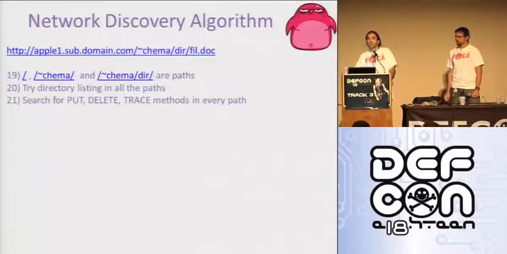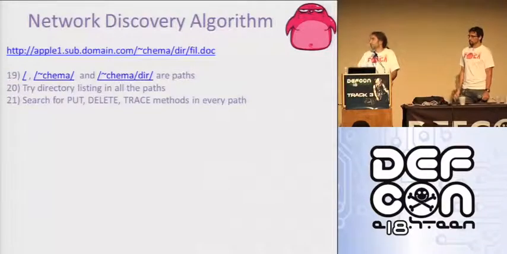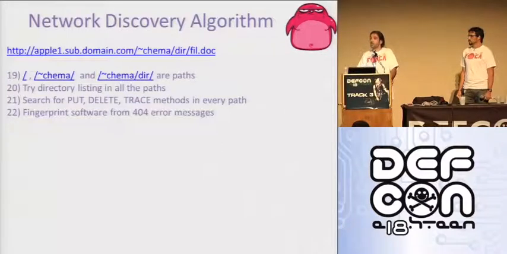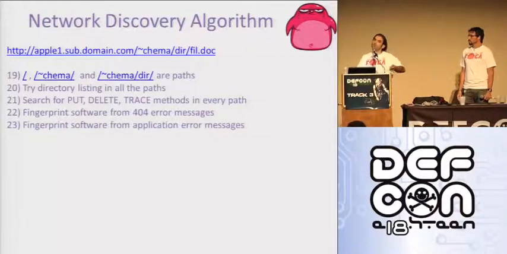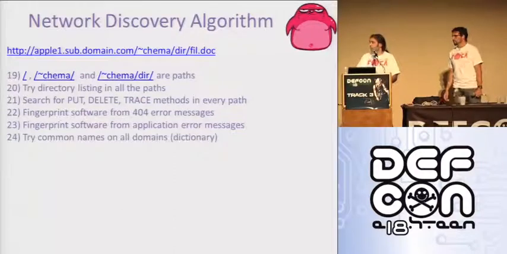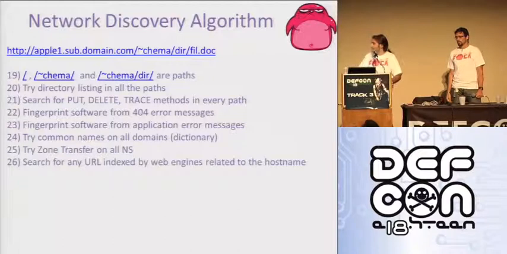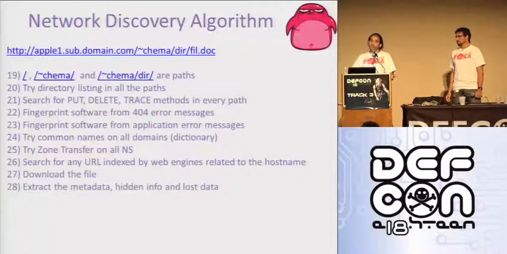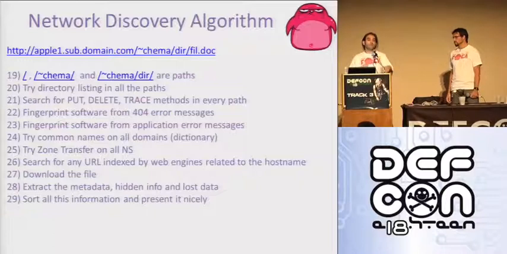Of course, we can search for insecure methods. We can try to discover if PUT, DELETE, or TRACE methods are available on every path. We can fingerprint the web server using 404 error messages. We can try to fingerprint the software looking for application error messages. We can try a dictionary attack with a list of names on all of the domains that we discover. We can try the zone transfer, and we can search for any URL indexed on Google related to this host name and do the same. And of course, then we can try to download the files, extract the metadata, hidden info and lost data, and sort all this information in a nice way.